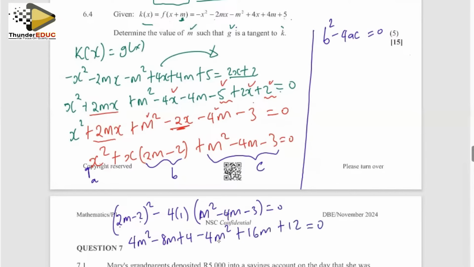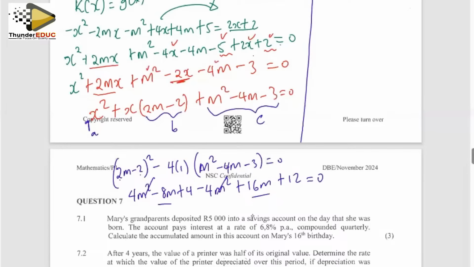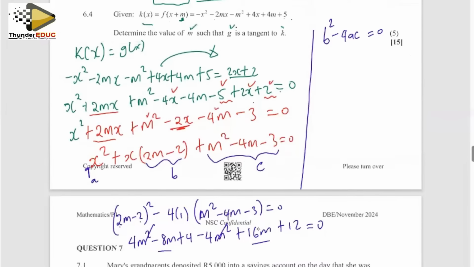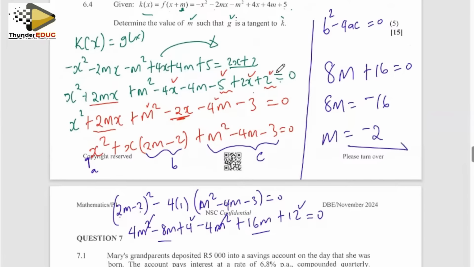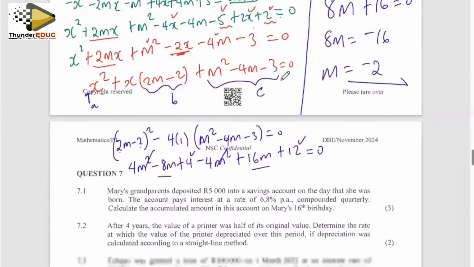Okay, collect the like terms. The 4m squared terms will cancel. Beautiful. Then we are just left with this minus 8m plus 16m, which is going to give us a positive 8m. And then 4 plus 12, that's going to give us plus 16 is equal to 0. So 8m must give us negative 16. Divide both sides by 8. So which means m is negative 2. All right. So that's how we get those 5 marks. And that's the end of question number 6.